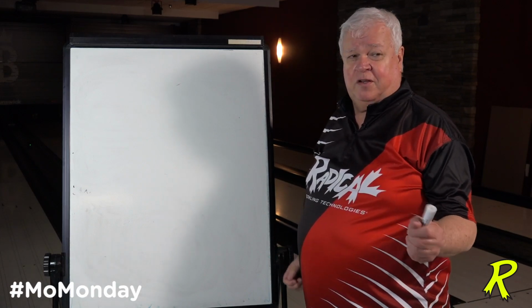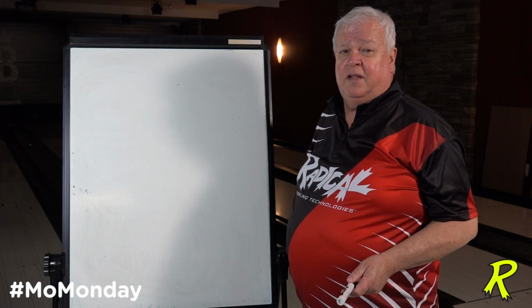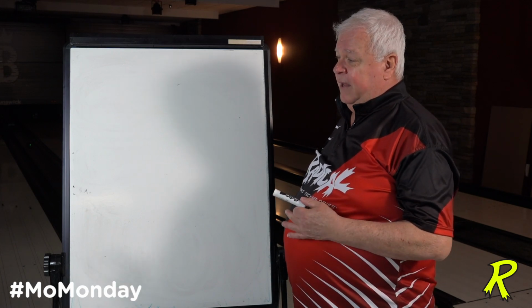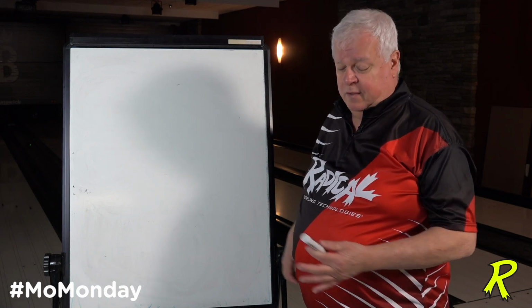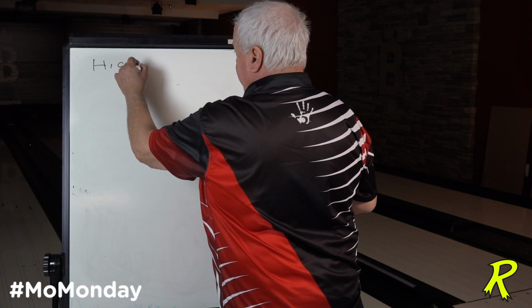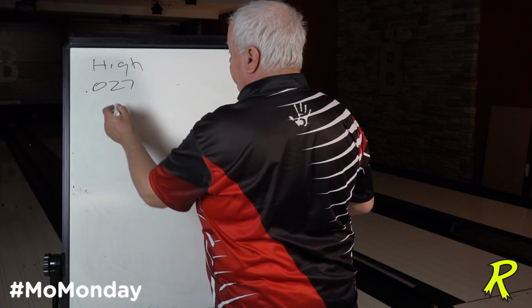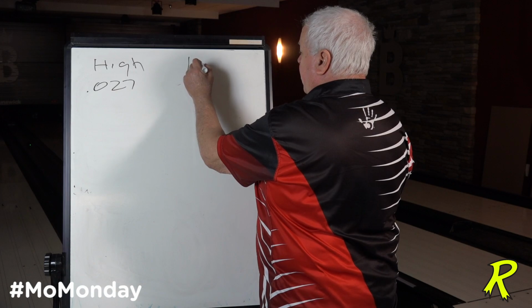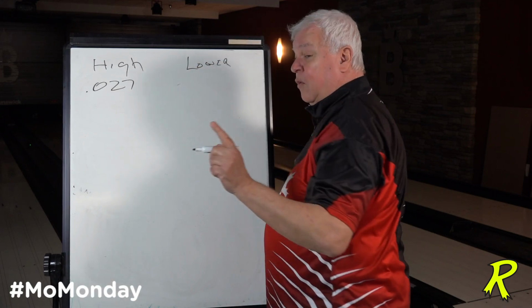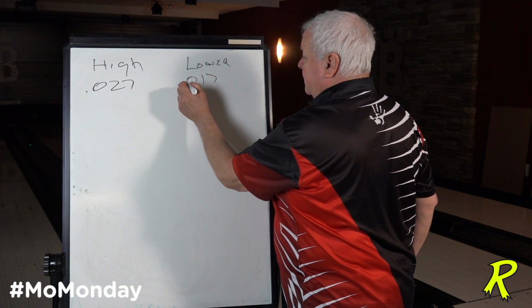So in today's session, we're going to talk about the difference between a high intermediate diff and a low intermediate diff asymmetrical ball, and what the characteristics are in ball motion. So let's just list them as we got a high, and we'll use 027 intermediate diff versus a lower, not low, lower of 017.